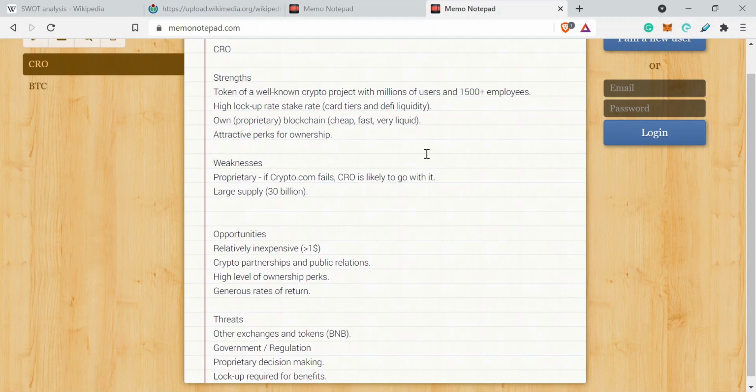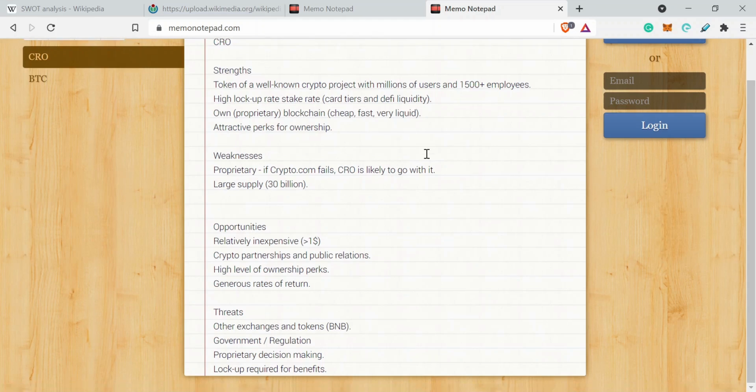As I've already said, there are a high number of ownership perks and there are generous rates of return, 15, 20, 25% occasionally. But you have to own CRO in order to access those, and you also have to lock up some of your crypto in order to do that. So if you want to own the card, for example, you get 12%, but you have to own a huge number of tokens in order to get that, which helps with the longevity of the project.